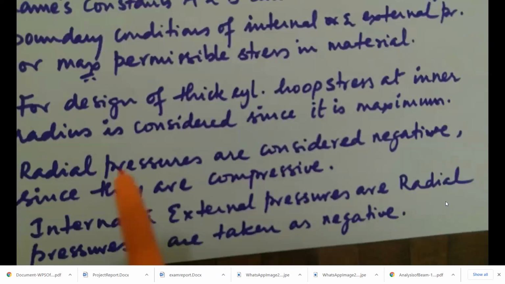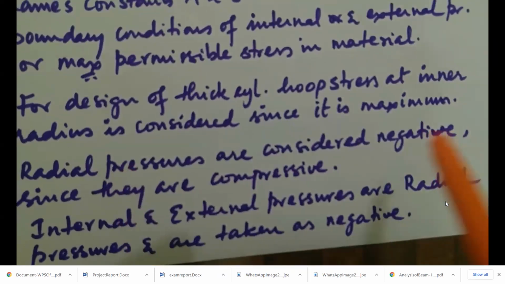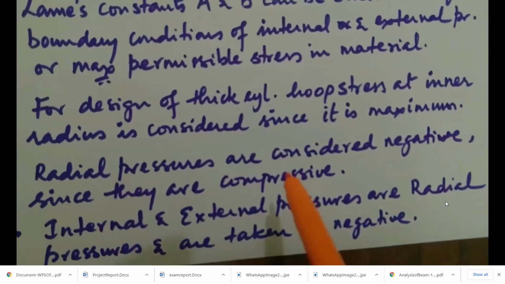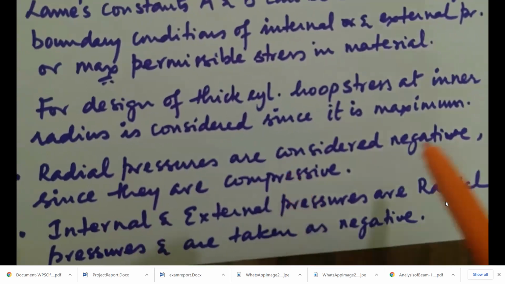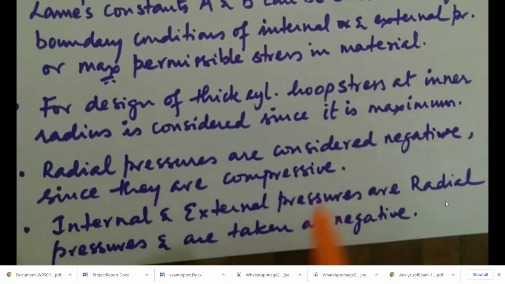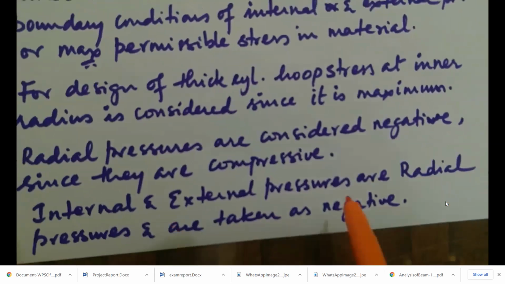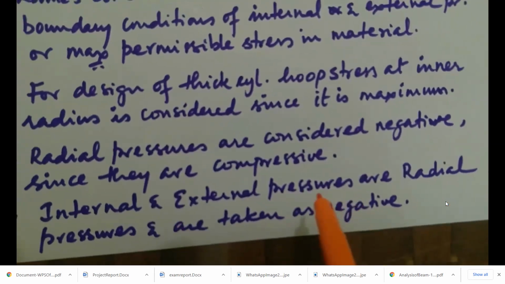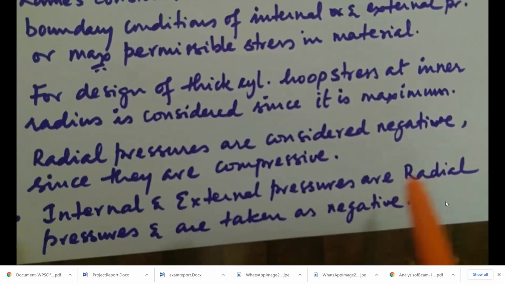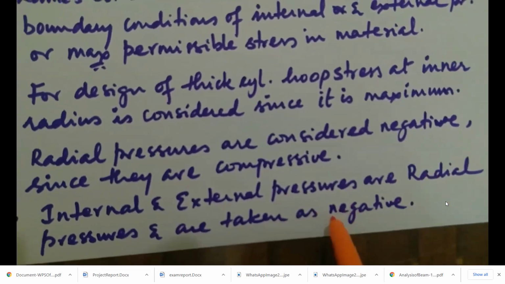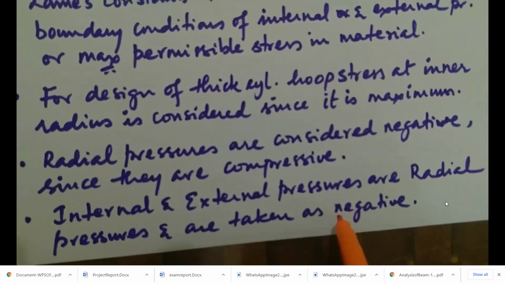Next, radial pressures are considered negative since they are compressive. That is just a sign convention. Compressive pressures are taken as negative. The internal and external pressures are radial pressures and are also taken as negative. So, when we solve the problem in the next video, whenever we encounter internal and external pressures, we have to take them as negative parameters.